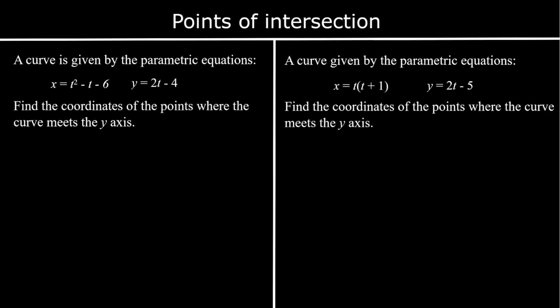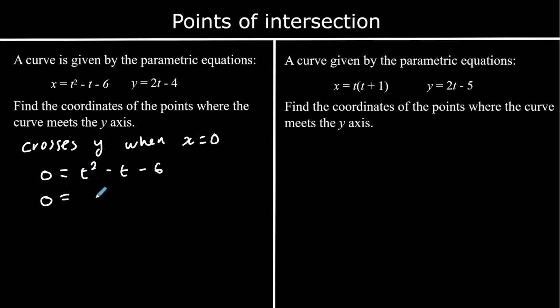A curve is given by the parametric equations x equals t squared minus t minus 6 and y is 2t minus 4. Find the coordinates of the points where it meets the y-axis. So it crosses y when x equals 0. So this time we need to make x equal to 0. So 0 equals t squared minus t minus 6.